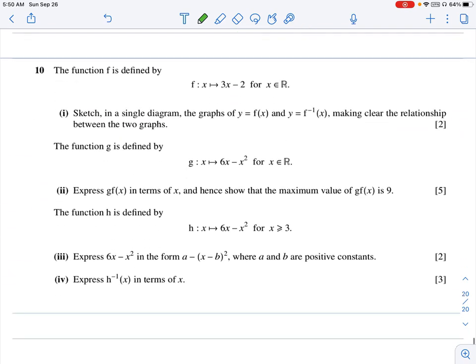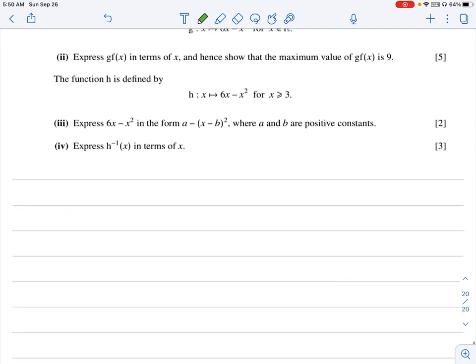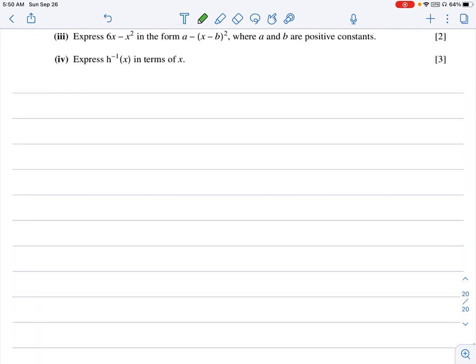And finally to question number 10. f of x is equal to 3x minus 2. Sketch in a single diagram f of x and f inverse of x, making clear the relationship between the two graphs. So what is f of x? f of x is equal to 3x minus 2. So I want to find f inverse of x.